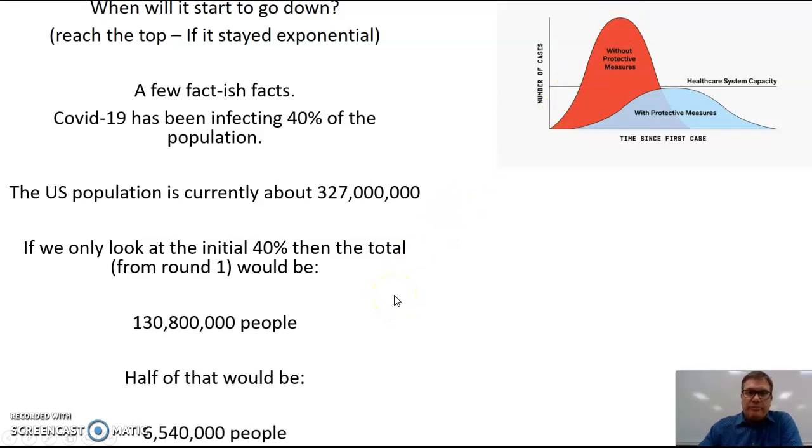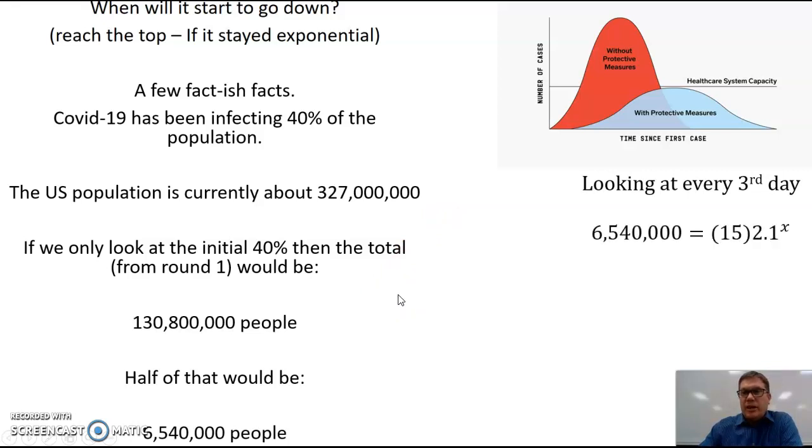But I took half, and then I just took that little equation for modeling every third day, because that was doubling. Okay, say, well, started with 15. When am I going to get 6,540,000? When I take the 15 times 2.1 raised to the x. So this is the when. This is how fast it's growing. So I'm dividing by 15 first.